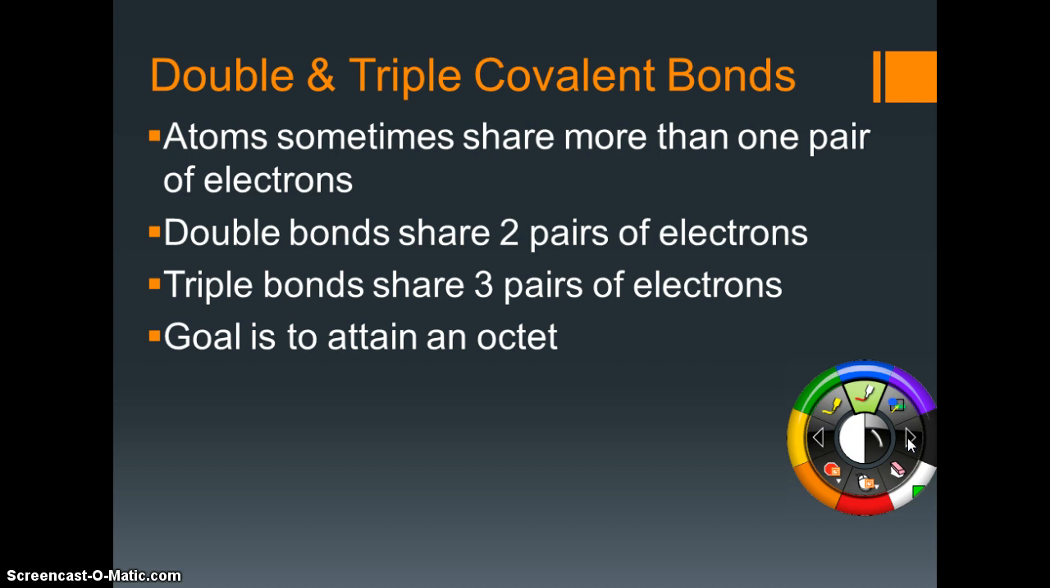So sometimes you can form a double or a triple covalent bond, which means that atoms are going to share more than one pair of electrons. So a double bond is going to share 2 pair, and it's going to look like this between atoms. And a triple bond is going to share 3 pair, and it's going to look like this between the atoms. And the goal is to attain its octet.